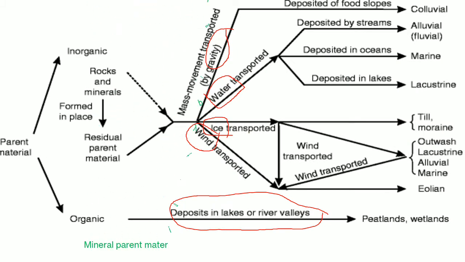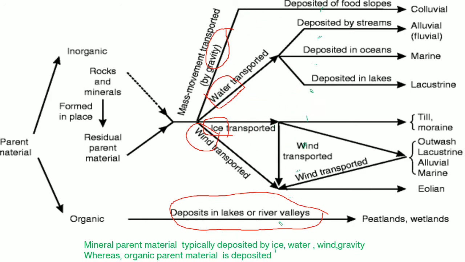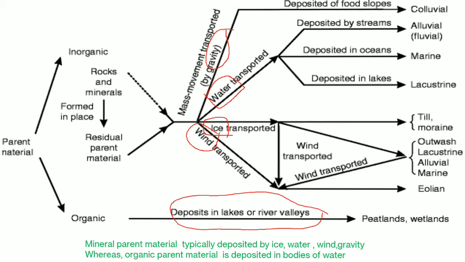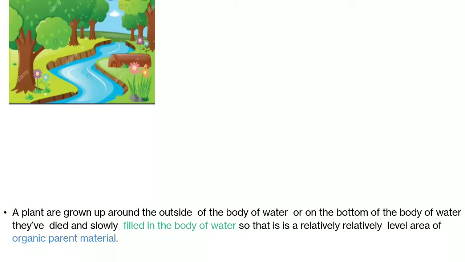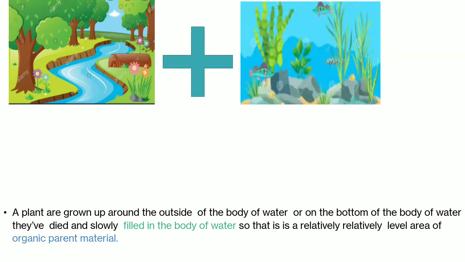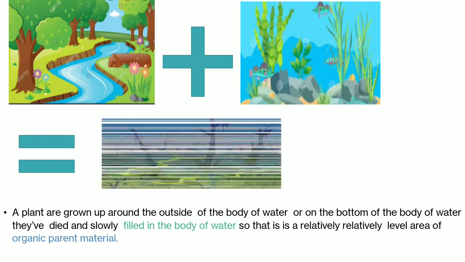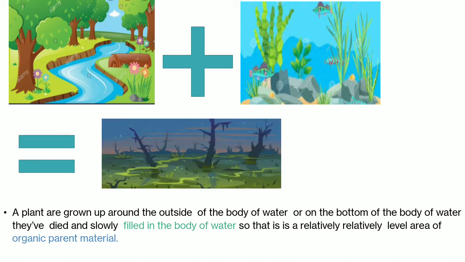Mineral parent material is deposited by ice, water, or wind, whereas organic parent material is deposited in bodies of water. Plants grow up around the outside of the body of water or on the bottom of it. They die and slowly fill the body of water so that it becomes a relatively level area of organic parent material.